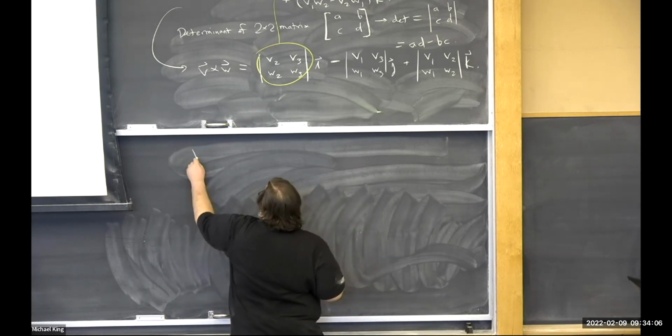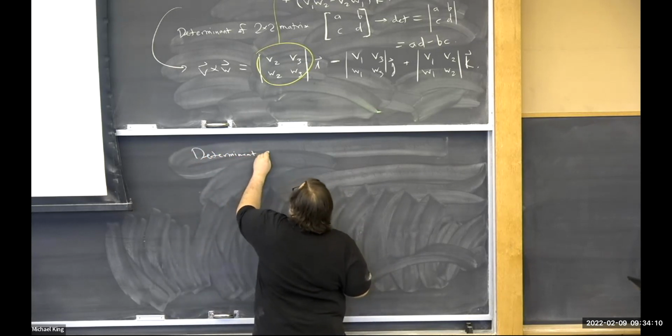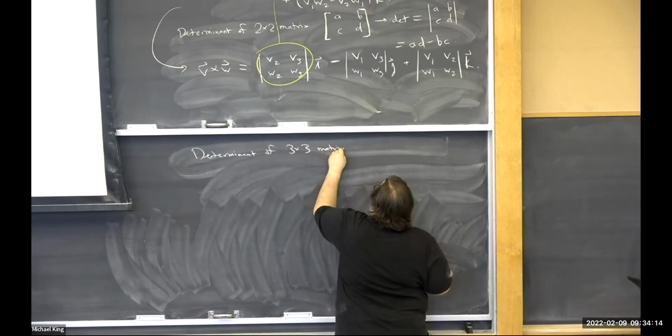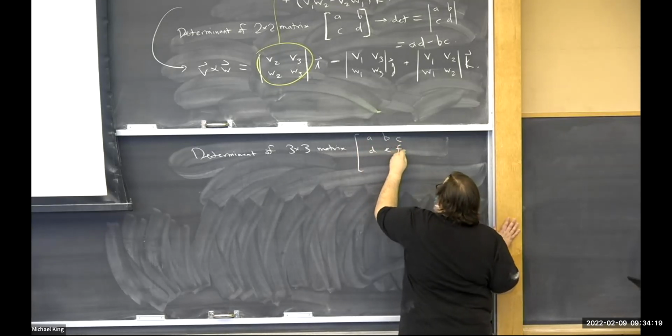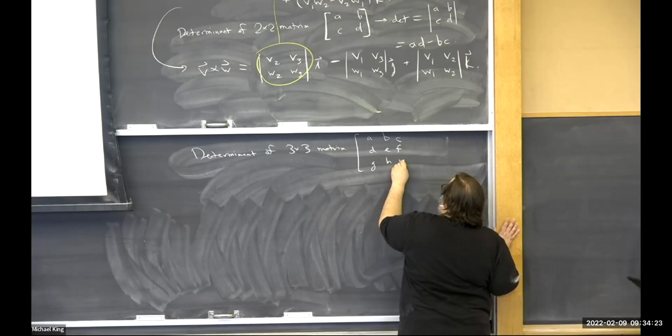So there's something called the determinant of a 3 by 3 matrix. Now I just have A, B, C, D, E, F, G, H, I, J, K. Let's just use M.